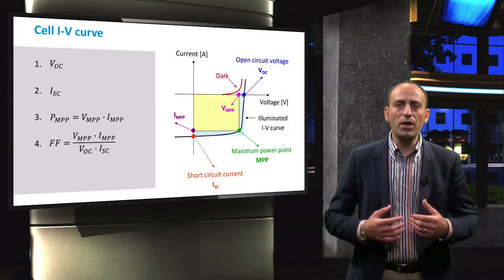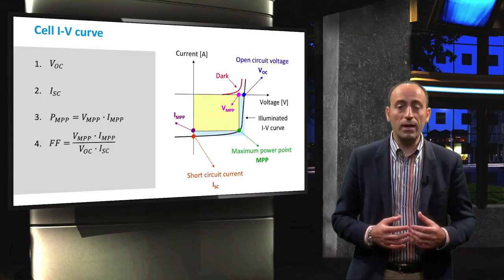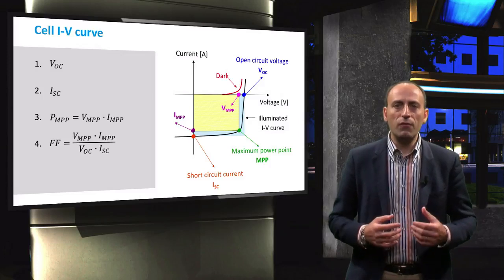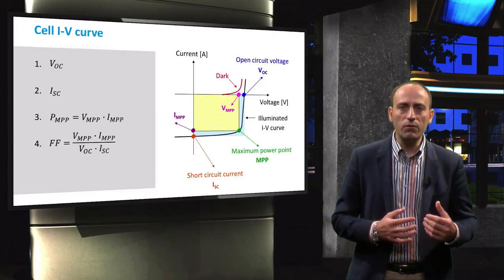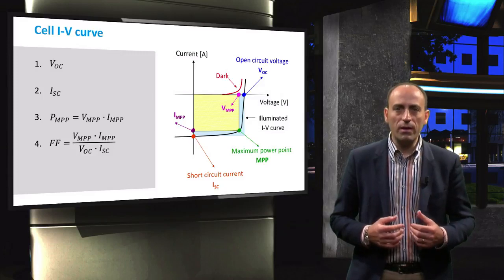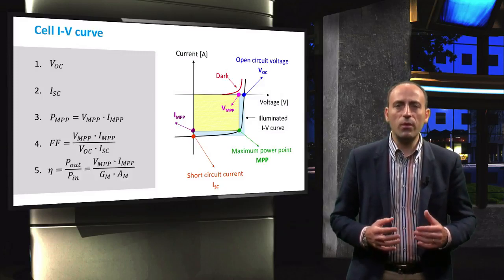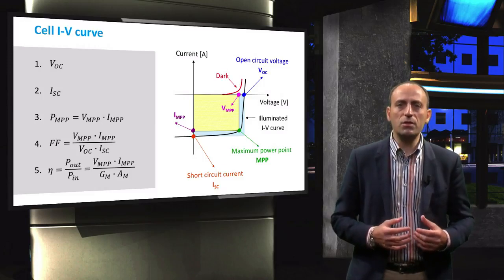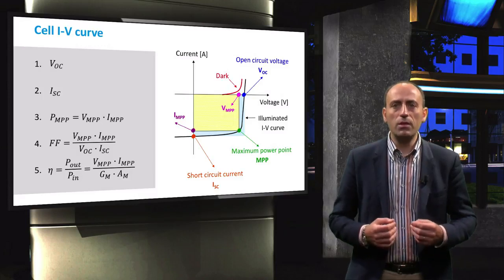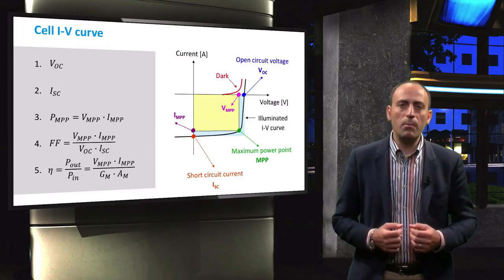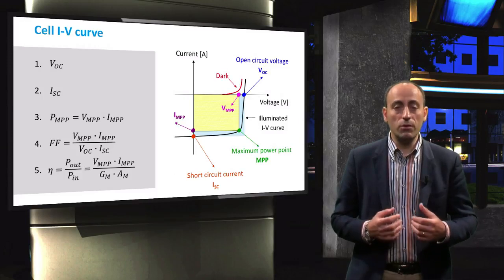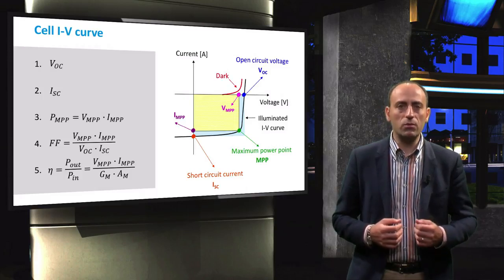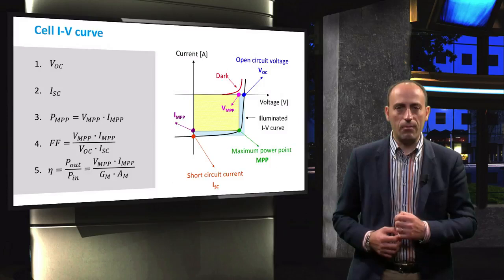The fill factor is the ratio between the maximum power generated by a solar cell and the product of the VOC and the ISC. Graphically, the fill factor is equal to the ratio between the yellow dashed area and the blue area. Finally, the efficiency of a solar cell is equal to the ratio between the output and input power. In practice, this means that the efficiency is equal to the maximum power output divided by the incident power. The incident power in this case is equal to the product of the irradiance, which is generally equal to 1000 watt per square meter according to the standard test conditions, and the cell area AM.